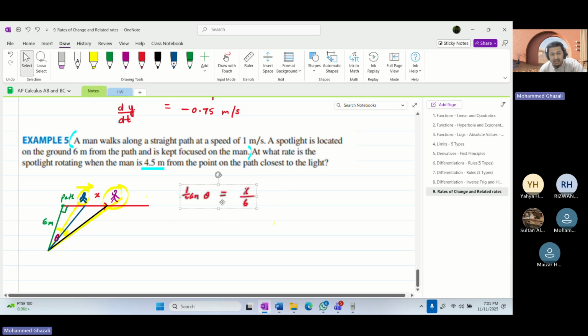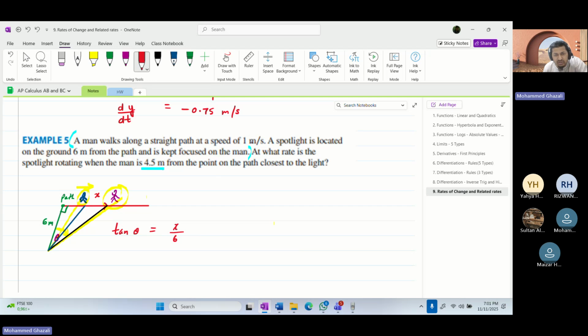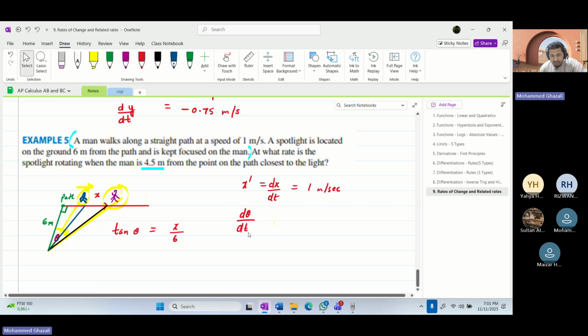Okay. Now let's look at the given information. What are the given information? So what we are given over here, speed of 1 meter per second. So that's dx dt. In other words, x prime is dx dt. That is given, 1 meter per second. What else? A spotlight is located on the ground 6 meters from the path. So that's already there in the story. At what rate is the spotlight rotating? So we want to find d theta dt. In other words, we want to find theta prime. Okay, guys?